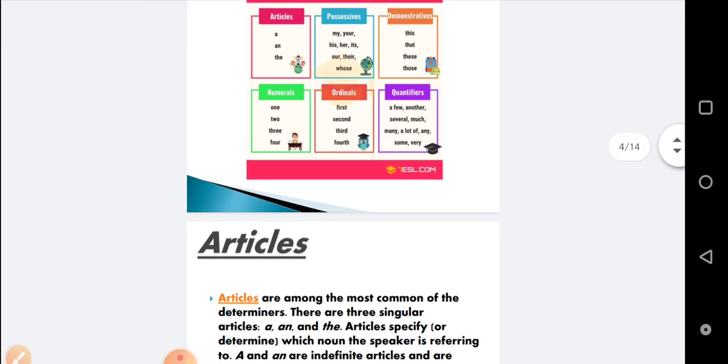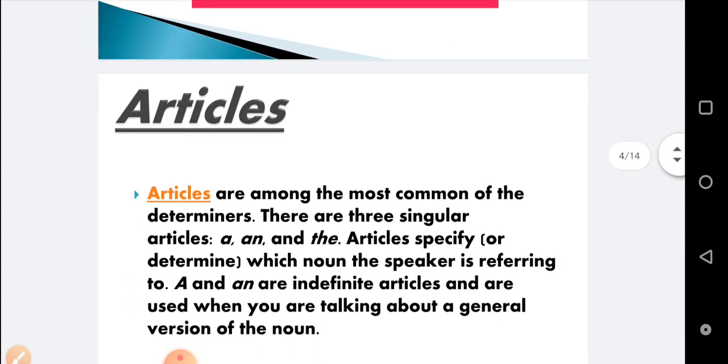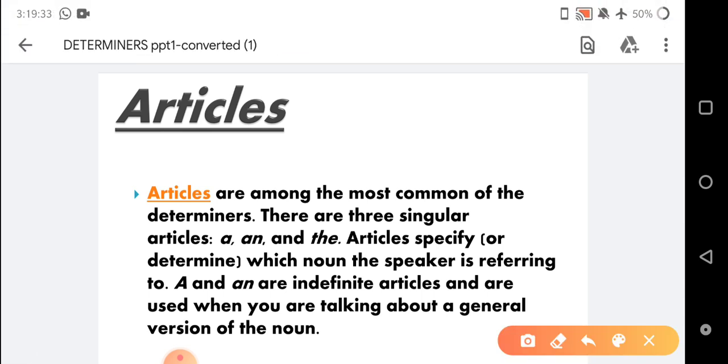First of all, let us talk of articles. Articles, as you are very well aware, are amongst the most common of the determiners, the very basic 3 words in the English language. They are a, an, and the. Now, the job of articles is to specify which noun the speaker is referring to. Again, they are fixing something about the noun.